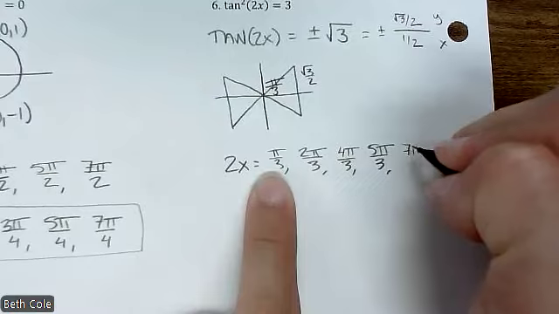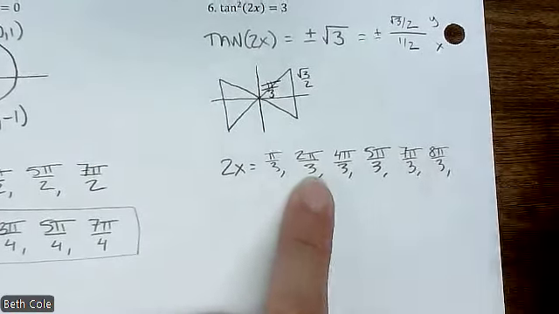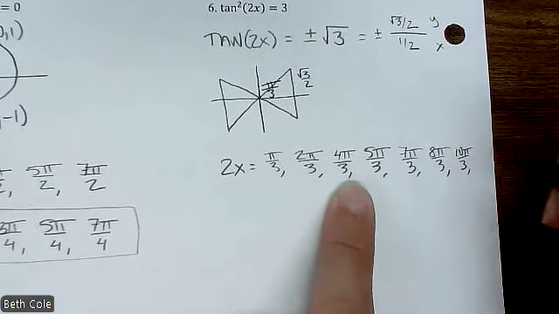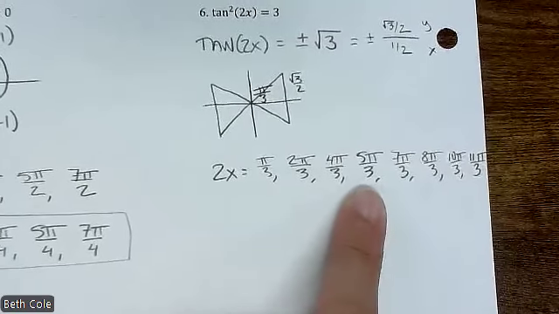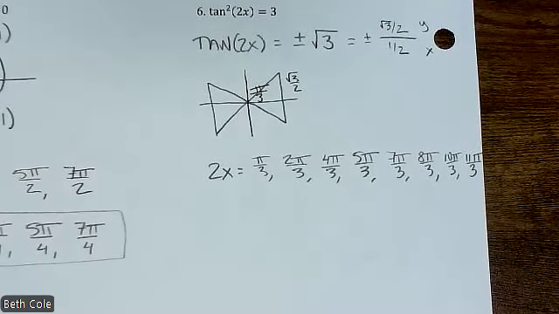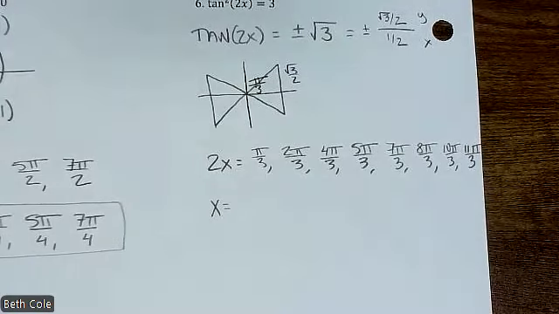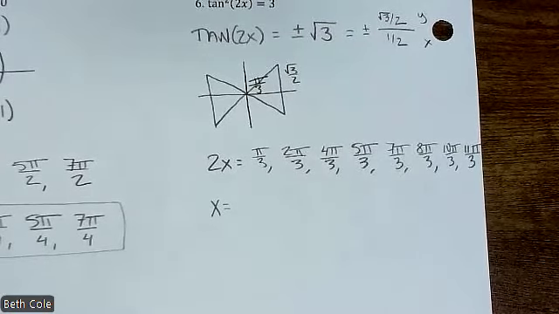So that would be 7/3, 8/3, 10/3. I'm going to run out of room. And 11/3. And you have one more step. You're going to divide by 2, which means they're now all going to be 6. And yes, I think every other one simplifies.